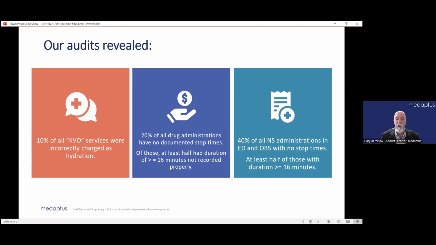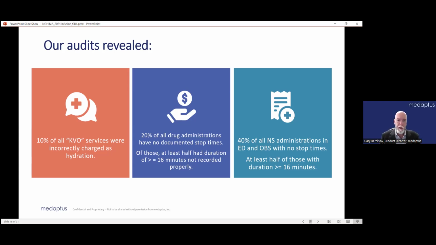In other words, if it's an injection, or if it's listed as a push. If it's ordered as a push, stop times are not required. But in these cases, at least half of those had a duration of more than 16 minutes, and they weren't recorded properly. And so that difference of 1 minute from 15 to 16 results in a longer infusion and therefore a higher reimbursement rate. So we think that's probably an issue as well.